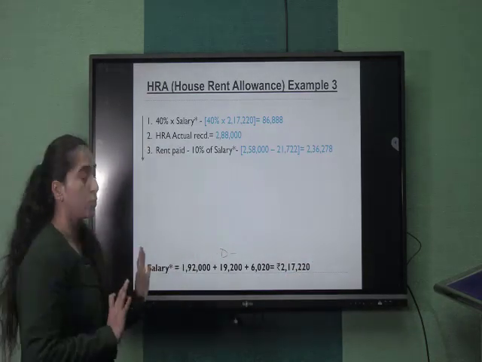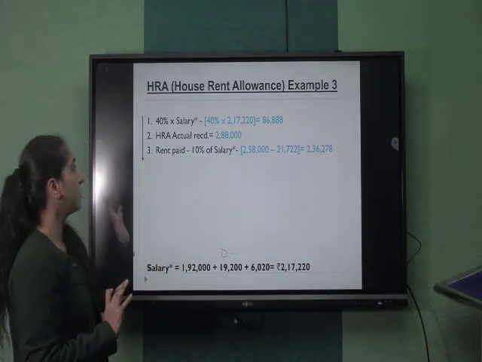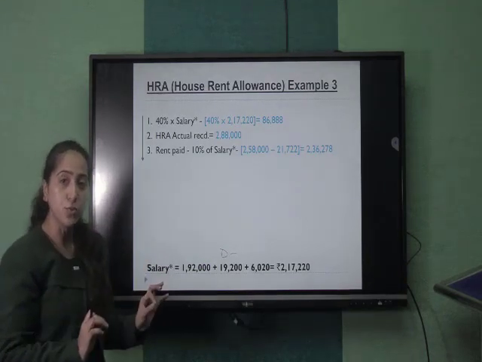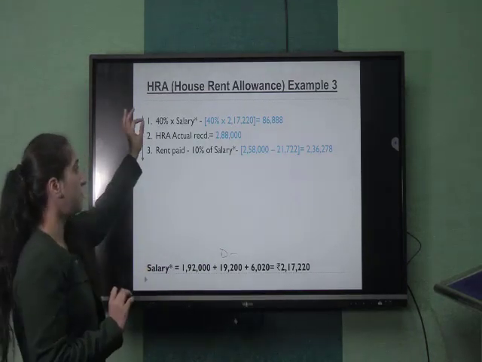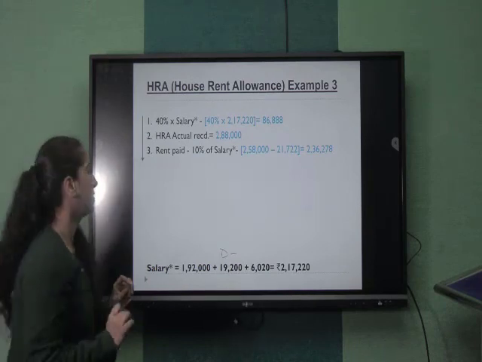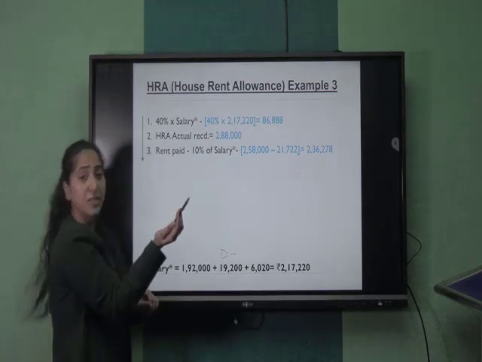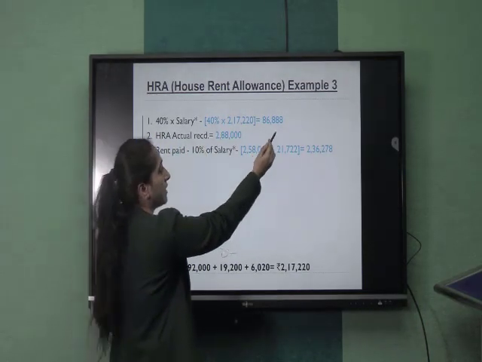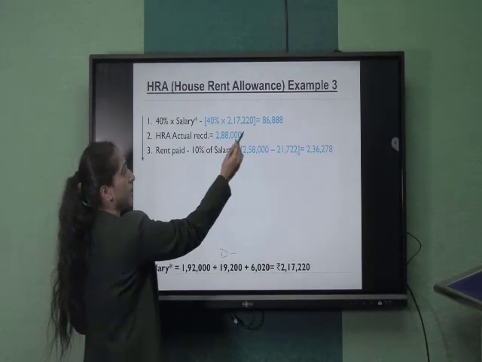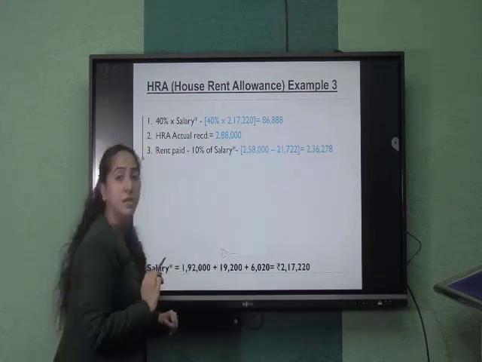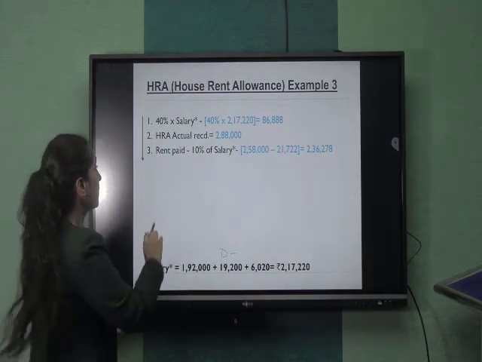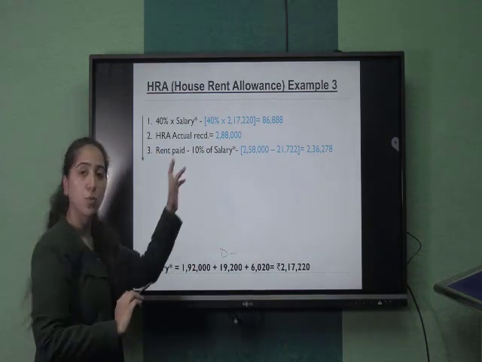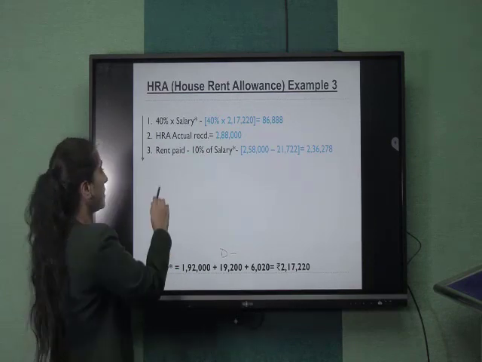So this is our total salary which we will be considering for the calculation of the exemption amount of HRA. Now because he is living in Ajmer, as I have already told you, we have to find out 40% of salary. So 40% of this salary comes out to be 86,888. Actual HRA received is given to us as 2,88,000.